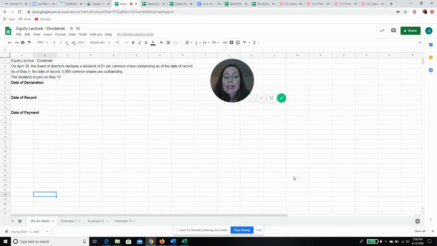Okay, let's do some journal entries for our dividends and see what that looks like. In our first example, we just want to illustrate what things look like at the date of declaration, the date of record, and the date of payment. On April 30th, the board of directors declares a dividend of $1 per common share outstanding as of the date of record. So April 30th is our date of declaration.